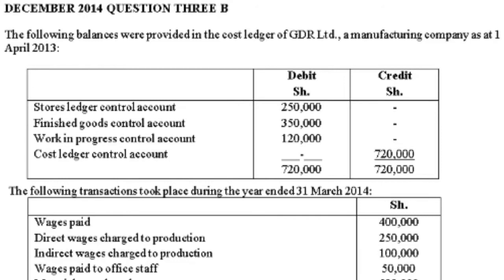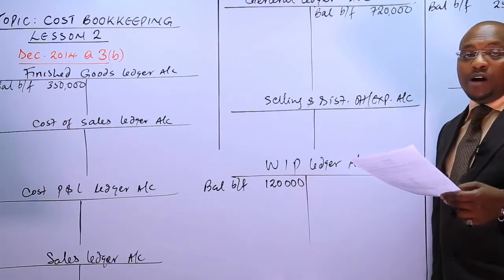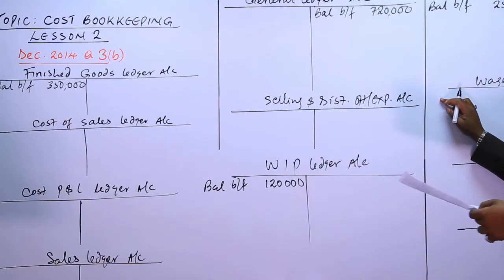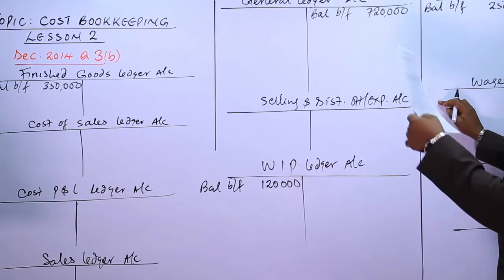So you see, now to start with, our accounts have balanced. Therefore we should make sure that at the end they should balance. Now the first transaction is wages paid. Remember, we were supposed to debit the specific account, which is the wages ledger. Instead of in accounting, we would have credited the bank, but now we are going to credit the general ledger.